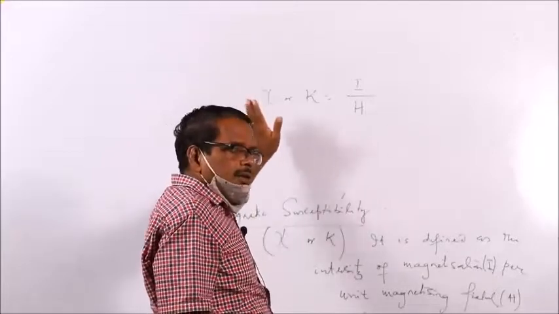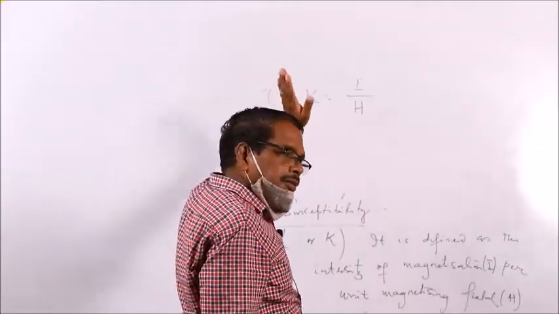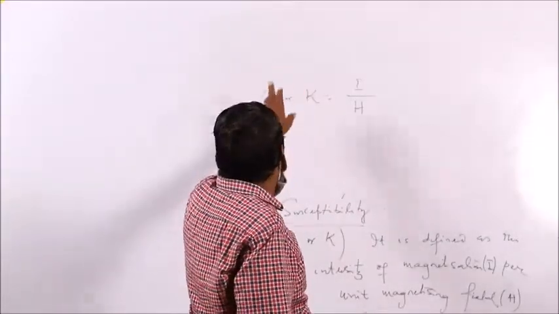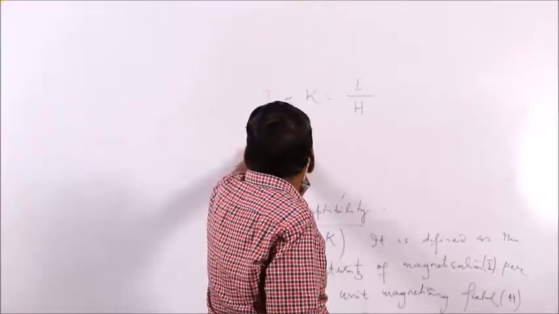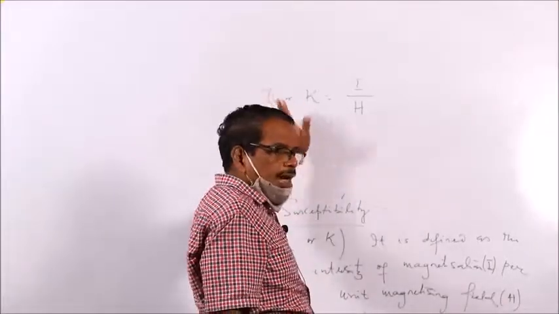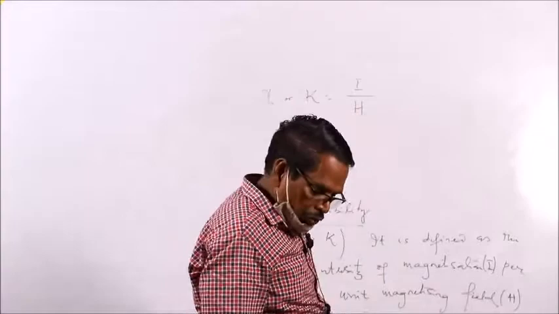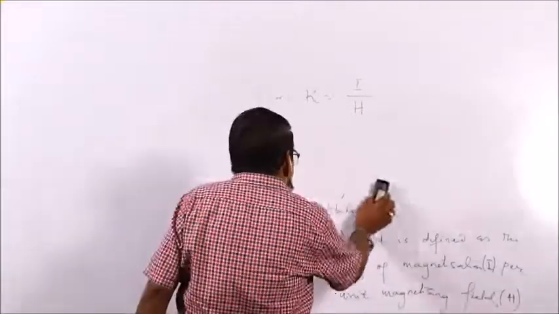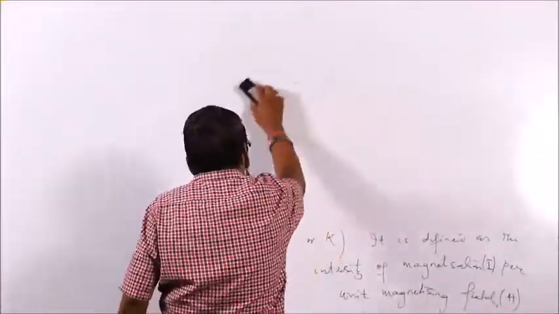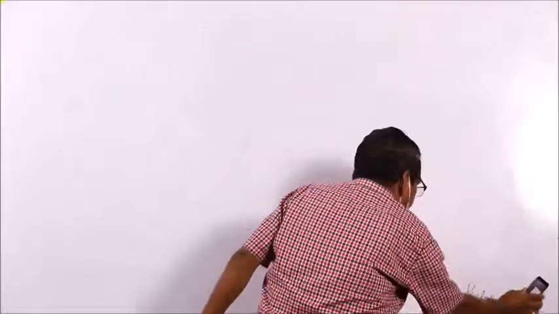So magnetic induction, intensity of magnetization, magnetic permeability and magnetic susceptibility. We will use all these terms in properties of different magnetic substances.